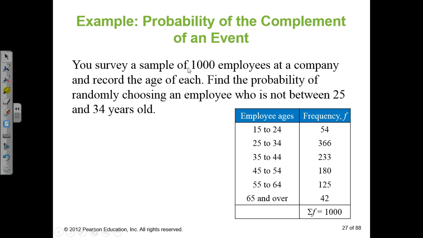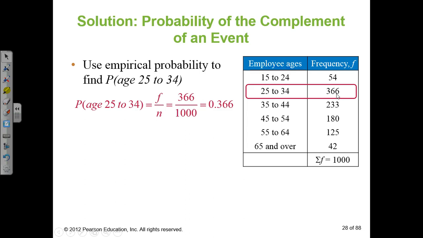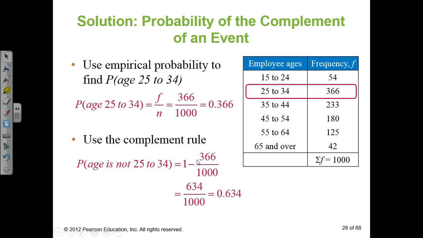Suppose we have this sample of 1,000 employees, and we recorded the age, and we want to find the probability of choosing an employee who is not between 25 and 34. Well, we have 366 people who are between 25 and 34, so the probability that someone will be between the ages of 25 to 34 is 0.366. Thus, the probability by the complement rule is 1 minus 366 divided by 1,000, or 0.634.